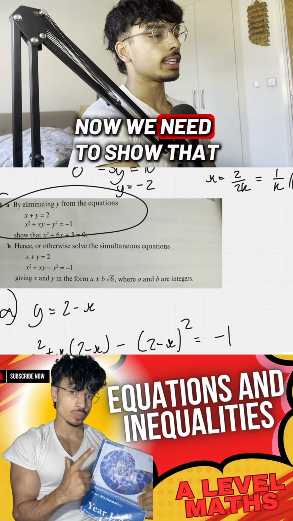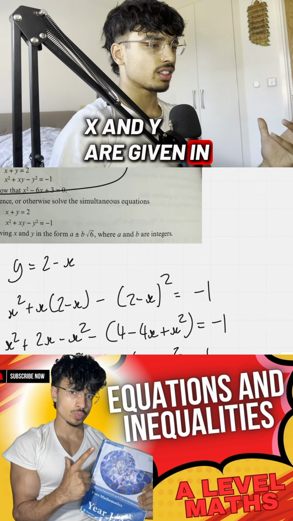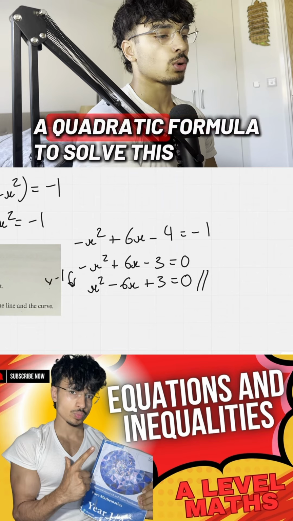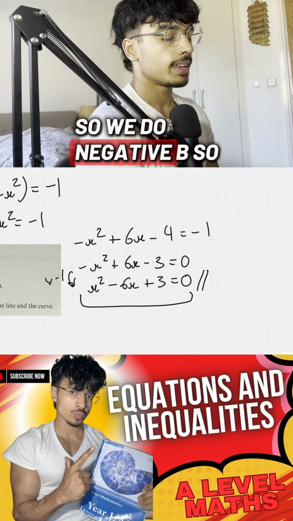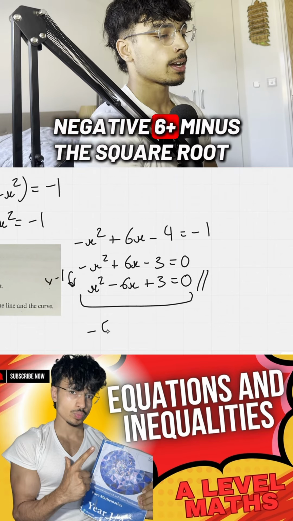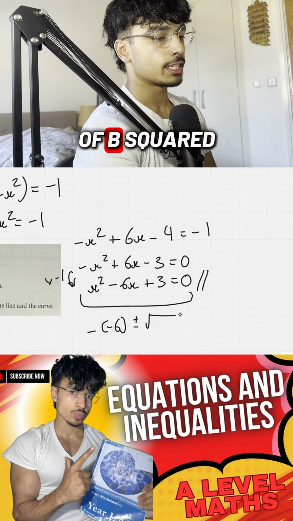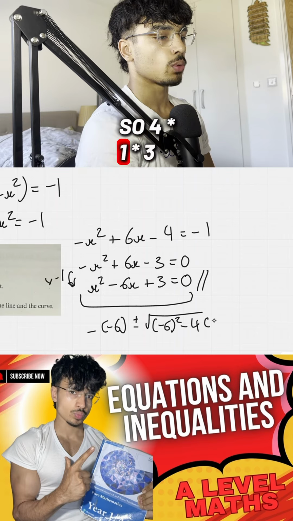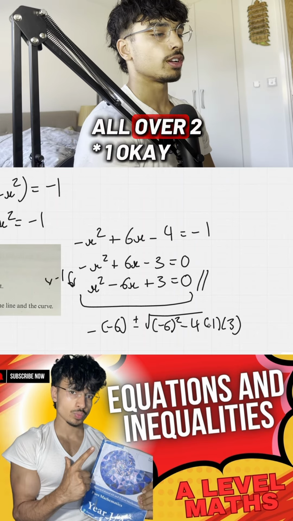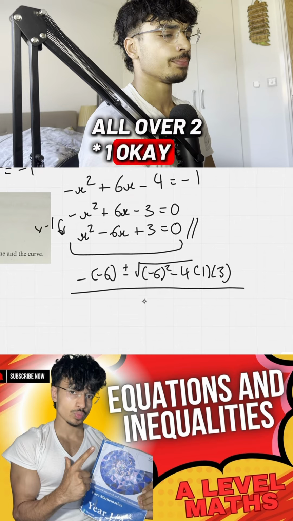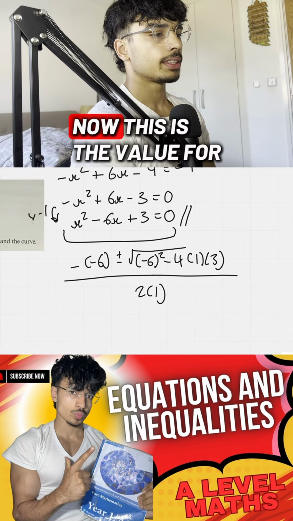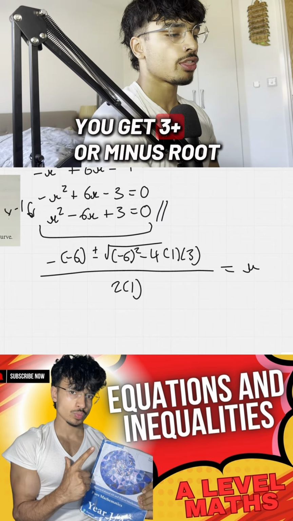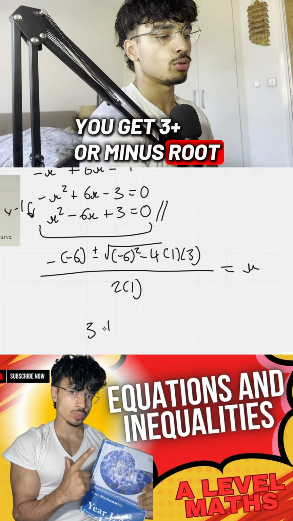Okay, now we need to show that x and y are given in the form a plus or minus b root c, where a and b are integers. So obviously we need to use the quadratic formula to solve this. So we do negative b, so negative brackets negative 6 plus or minus the square root of b squared, negative 6 squared, minus 4ac, so 4 times 1 times 3, all over 2 times 1. Okay. Now this is the value for x. Okay. And if you put that in your calculator, you get 3 plus or minus root 6.